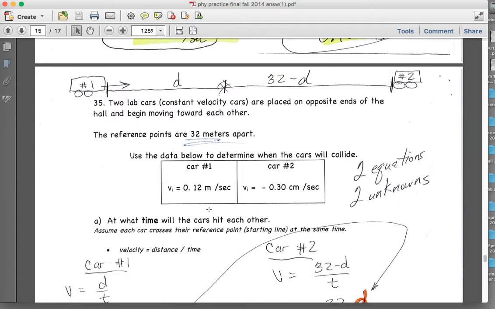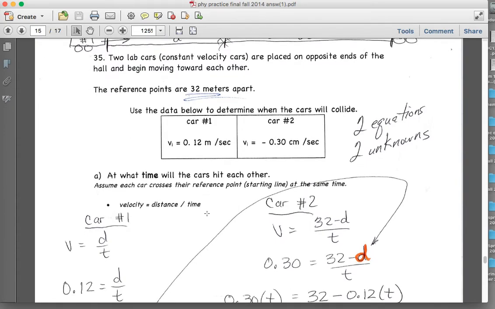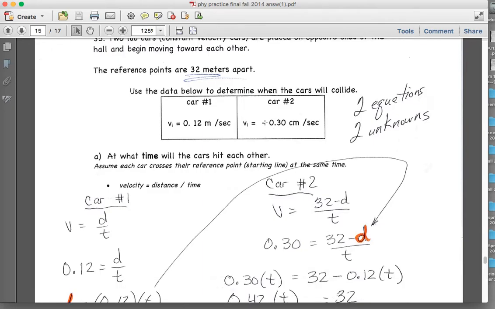The two lab cars moving at each other. The shortcut here on this one, and first of all, that should say meters per second, not centimeters. That's another mistake, I'm sorry. And the negative is just there to let you know that the cars are moving in opposite directions. But when you go to solve, you can set up one car moving one way, the other car moving the other way. You don't need the negative in there to solve it.